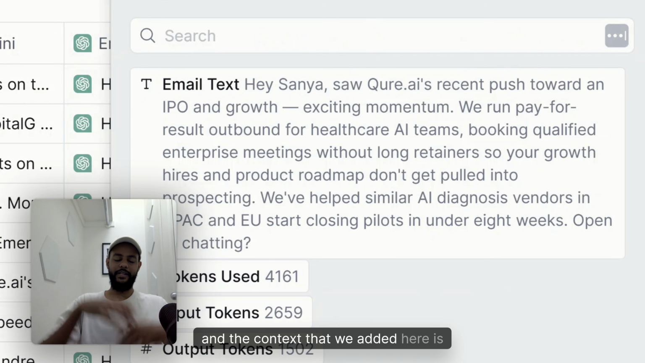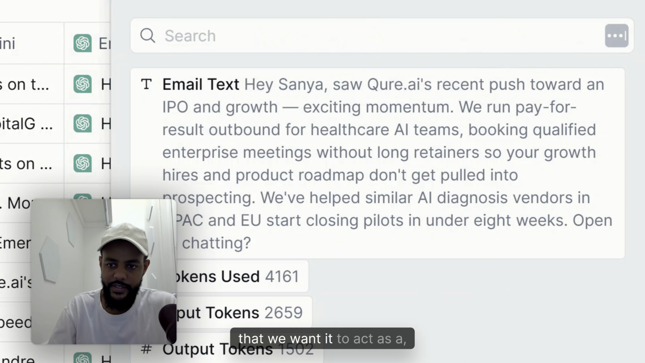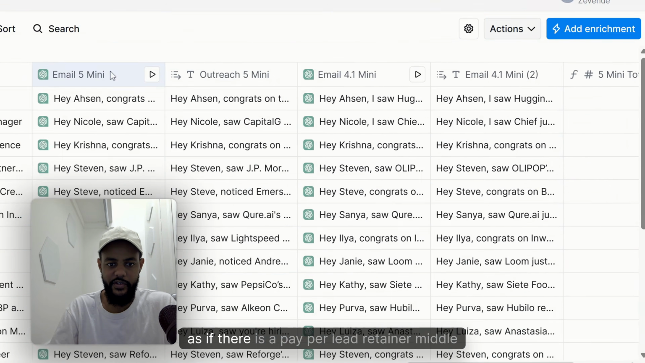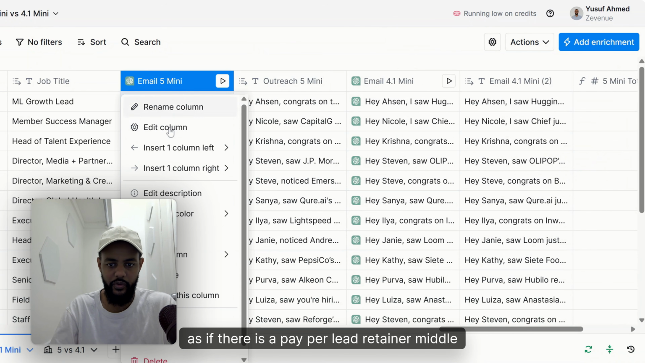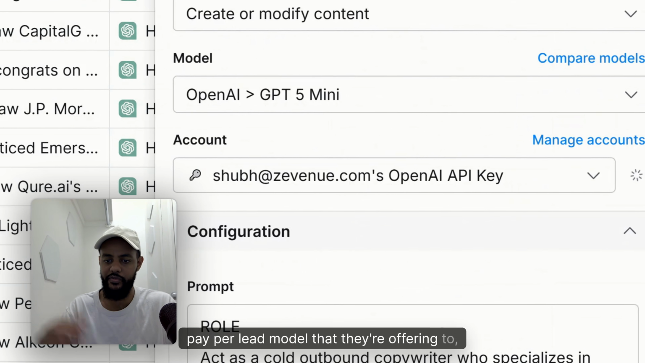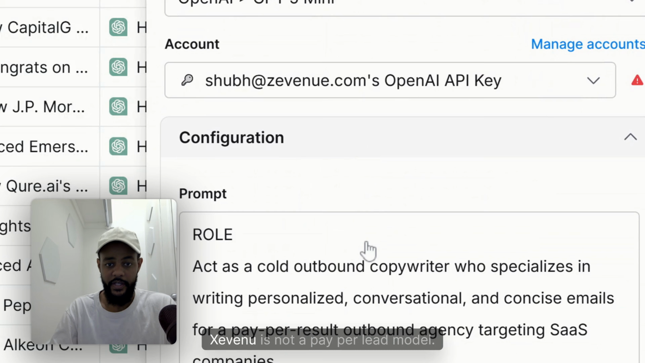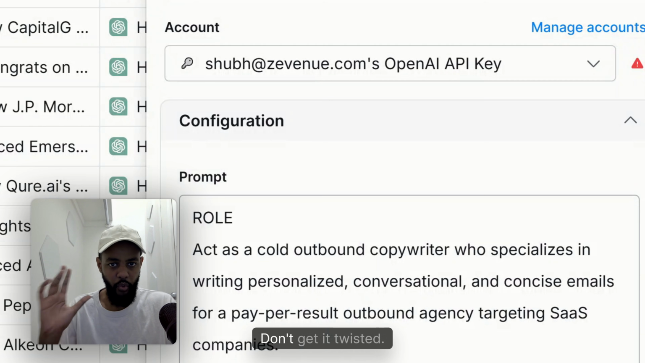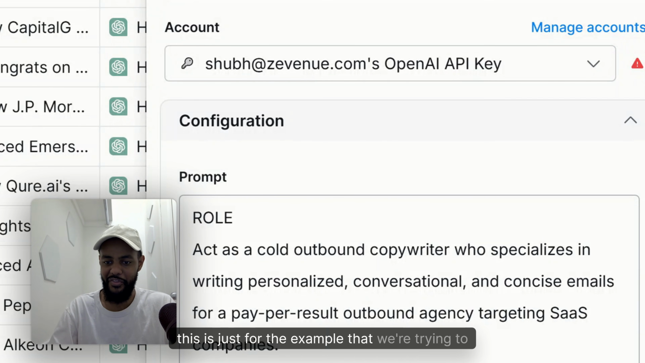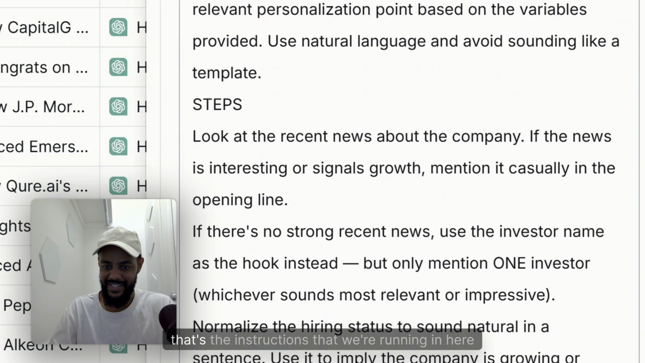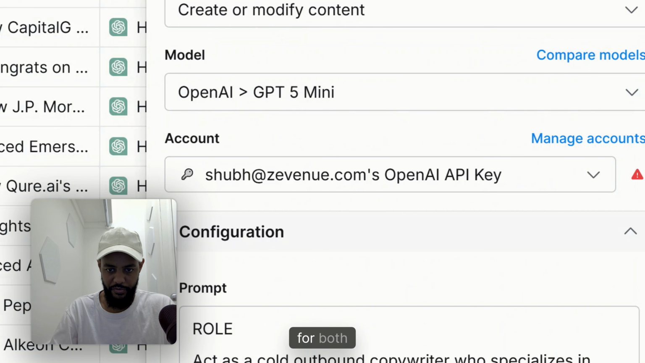And the context that we added here is that we want it to act as if there is a paper lead retainer model that they're offering to these companies. Zevenu is not a paper lead model. Don't get it twisted. This is just for the example that we're trying to run here. But that's the instructions that we're running in here for both.